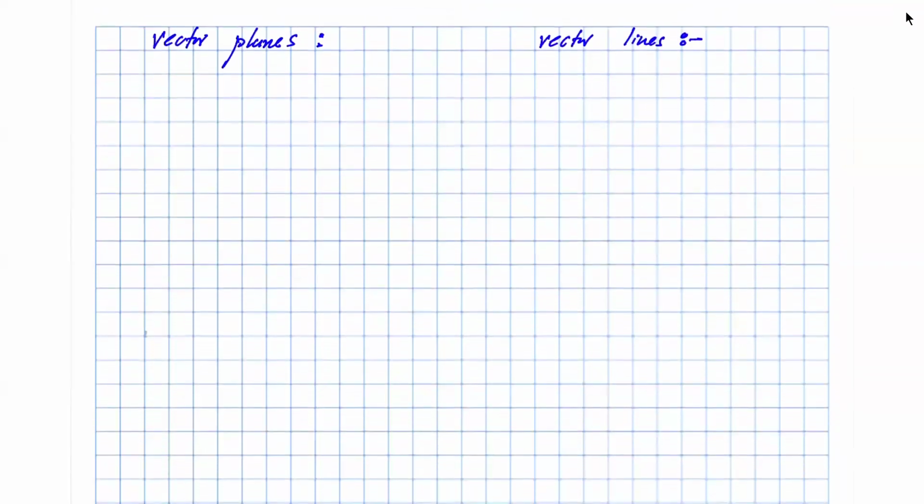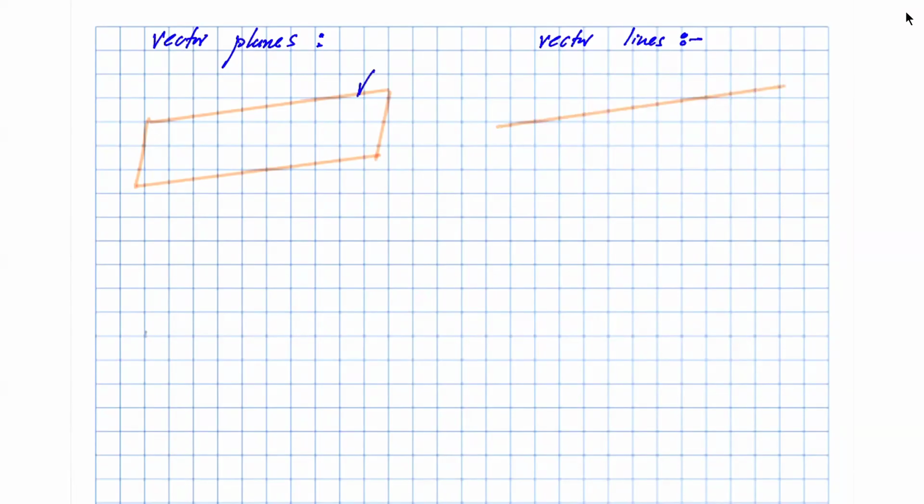So, in our previous part, we understood about vector planes. Before that, we discussed vector lines. So, let me draw a plane like this, and let me draw a line like this.